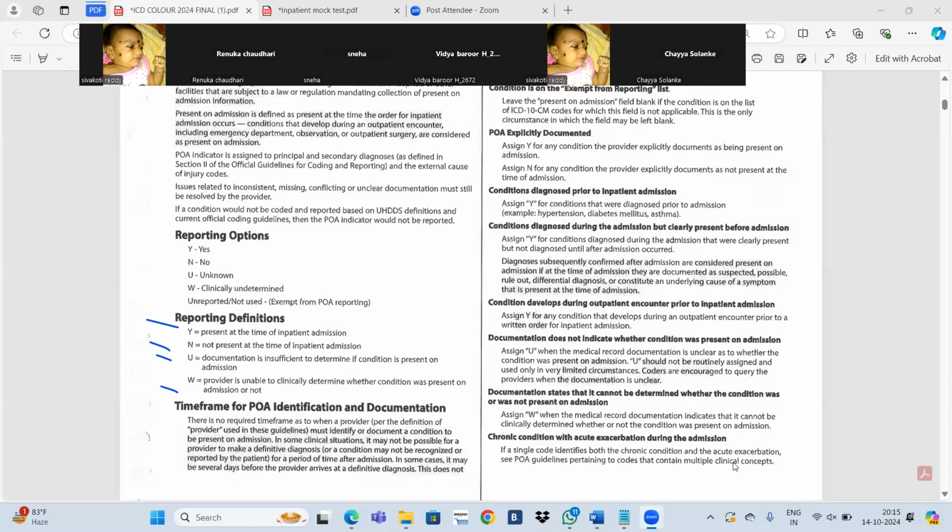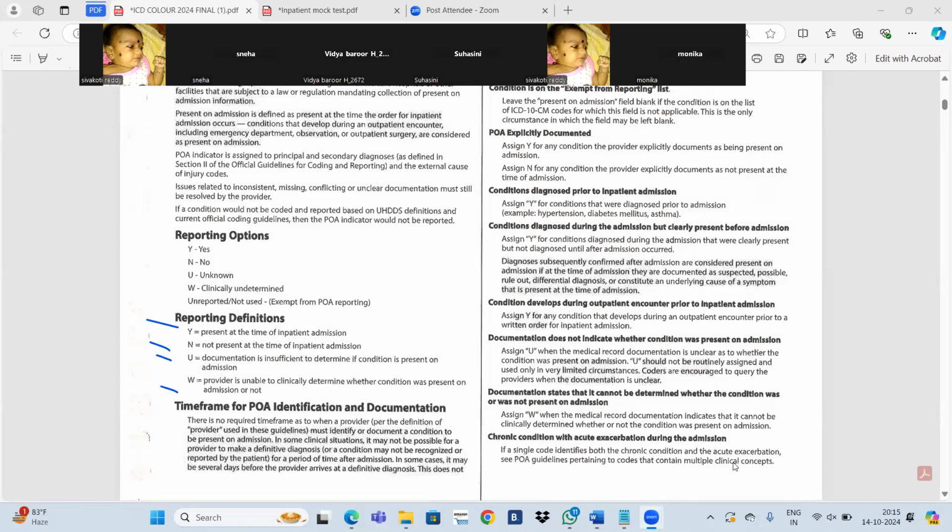Suppose I give one question. The patient was waiting in the hospital lobby, fell from a chair and got a hip fracture. What is the POA for this hip fracture? The indicator is Y, because the patient has not yet received the inpatient written order time here.